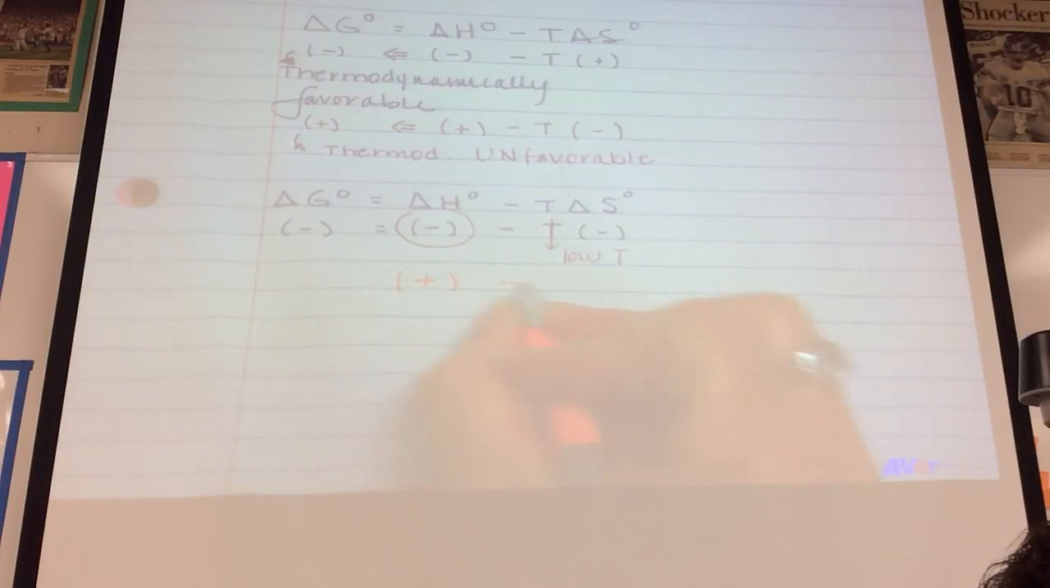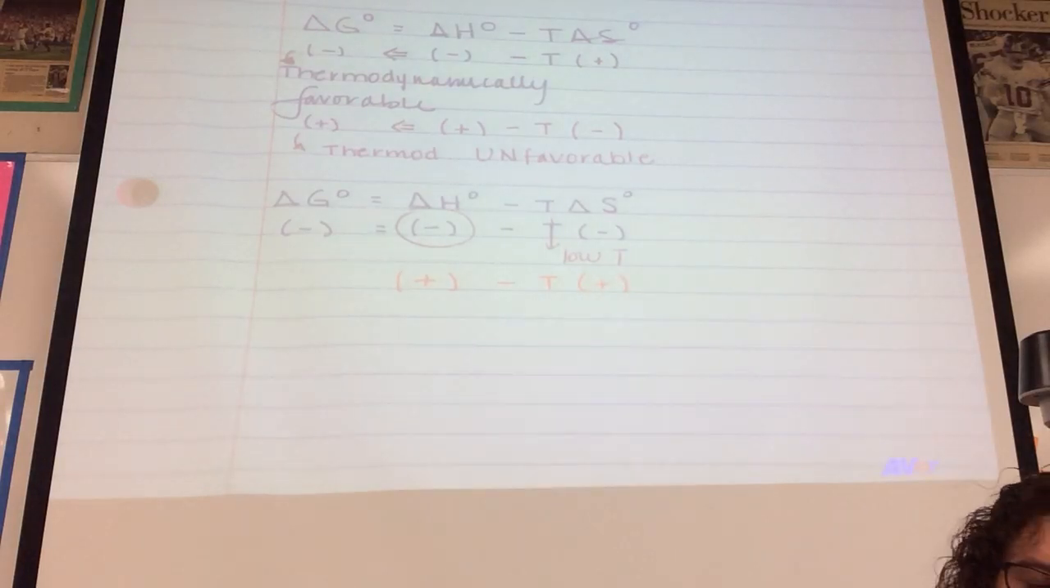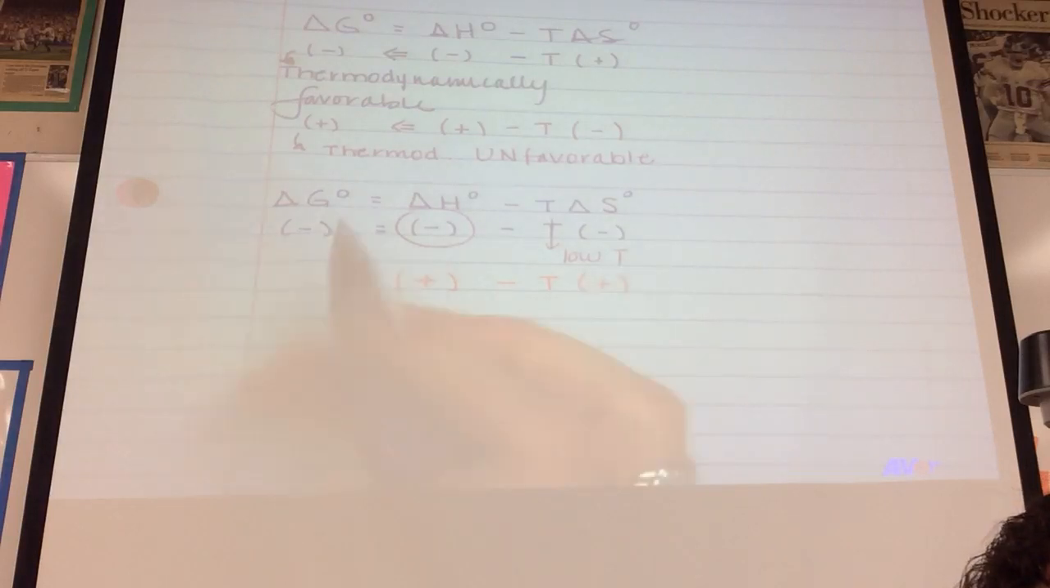In contrast, if you have an endothermic reaction that illustrates disorder, if you want a thermodynamically favorable reaction with a negative delta G, would you want low or high temperature?